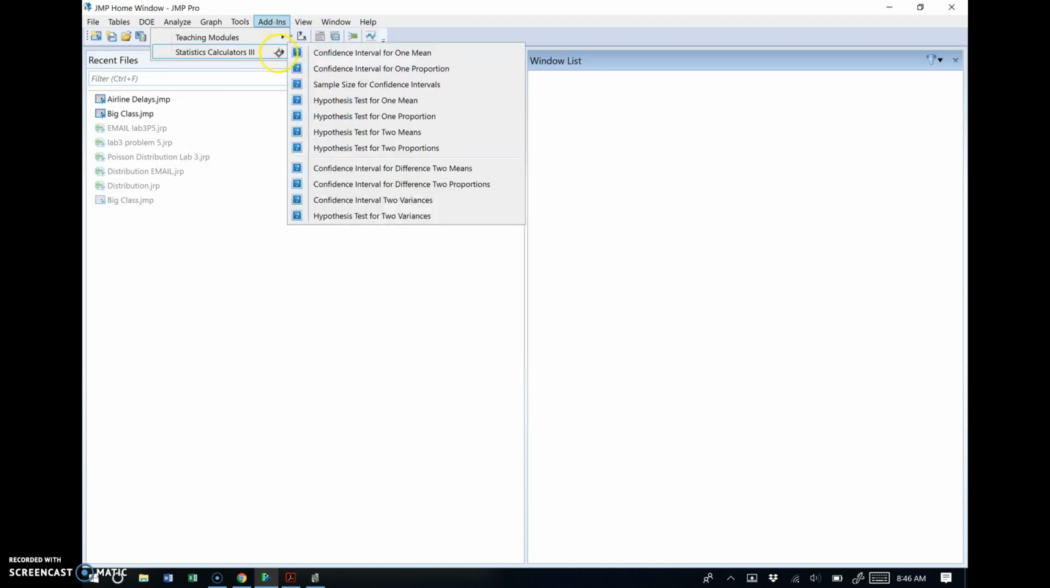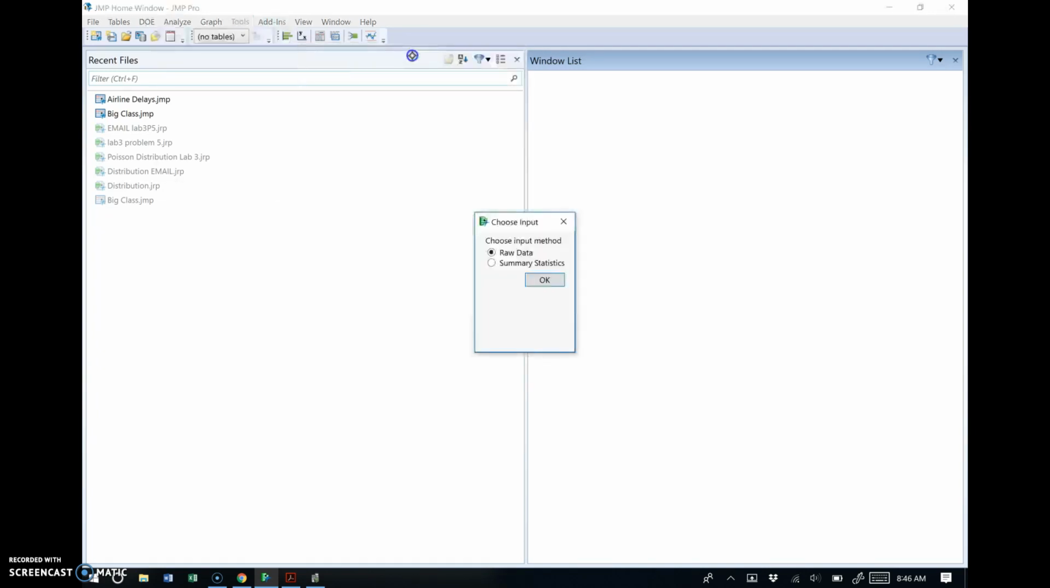In the statistical calculators menu, there's a confidence interval for one mean, a confidence interval for proportions, and there's several others that we're going to be using later in the course. But the first thing I want right here is what we just calculated, which is a confidence interval for one mean. So I'm going to click that.